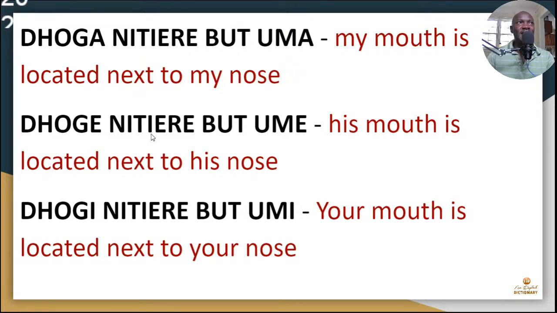So nitiere but, you can see nitiere but is constant for all of them. Nitiere but next to nitiere but, but then the possessiveness changes. Doga, doge, dogi, and then uma, ume, umi, and that is his, your, and my. That's how you can create sentences with one word.